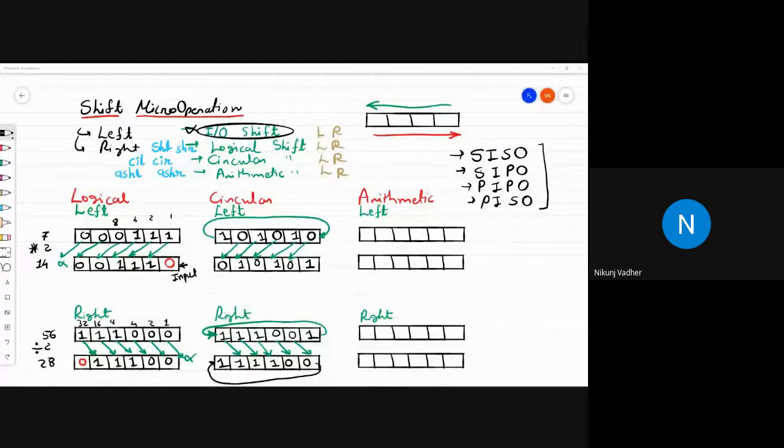All of you clear with the circular shift left and circular shift right? This shift operation will be helpful to us whenever we want to transfer data from the common bus system to the output register.